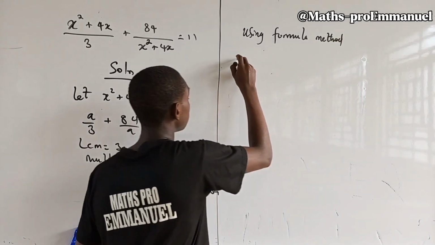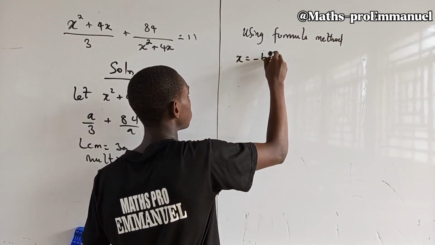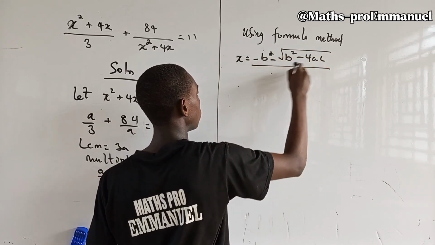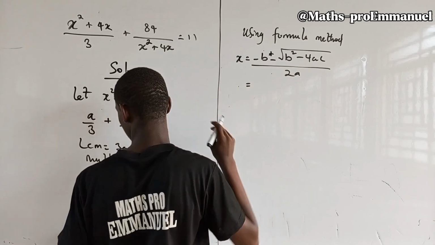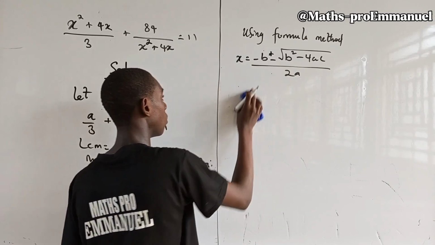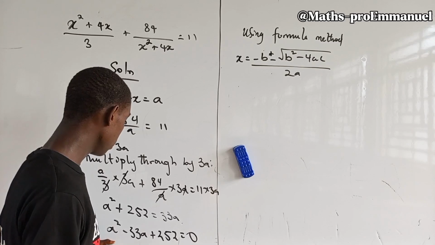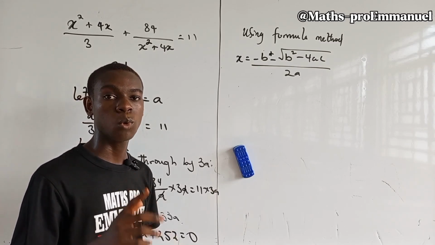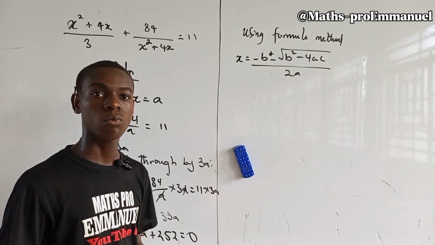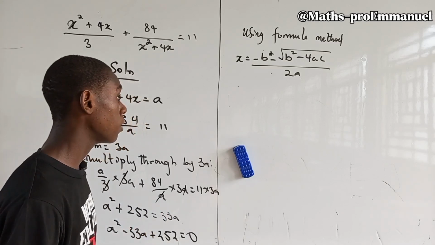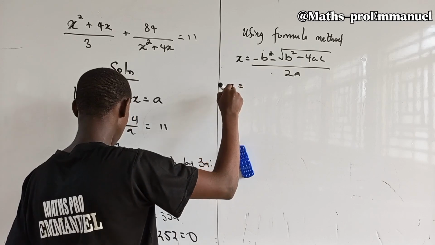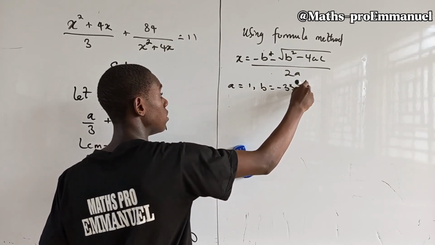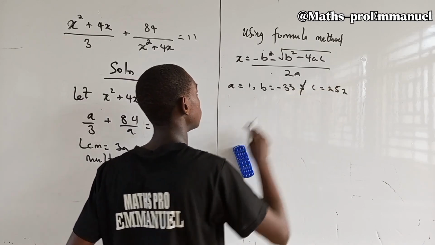this is the quadratic formula: x equal to minus b plus or minus square root of b squared minus 4ac all over 2a. So now I'm going to take out all the coefficients, which is my a, b and c. If you know you are not good at solving quadratic equation, you can go to my previous video and watch a full lesson on how to solve it. But using the formula method, my a is what? 1, b is minus 33, and c is 252.